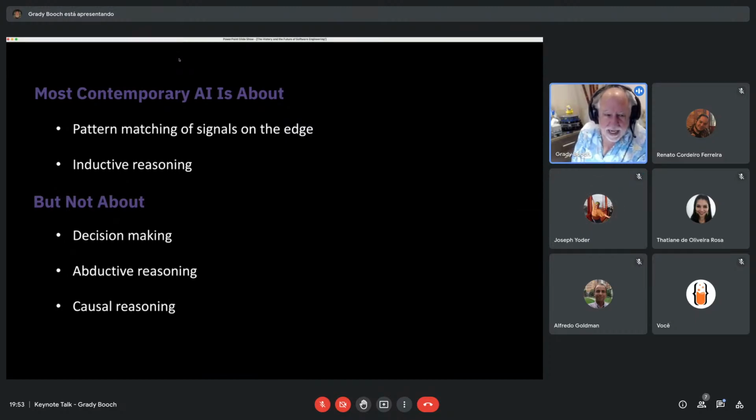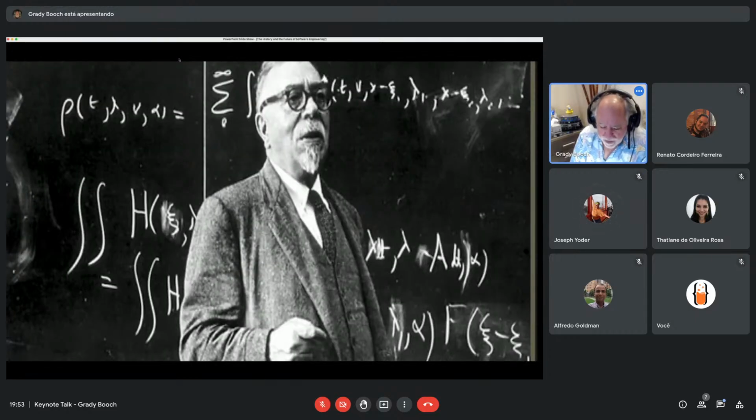A lot of contemporary AI is about pattern matching. I've got these images, I want to classify things within them, I want to identify things. It's really inductive reasoning. But we haven't gotten to the point where we've dealt with decision making. Recommendation engines are kind of like that, but again, they're offering up mostly statistics, not really making any decisions. Abductive reasoning, which is what Judea Pearl is focused on, involves model building and also causal reasoning, cause and effect kinds of things.